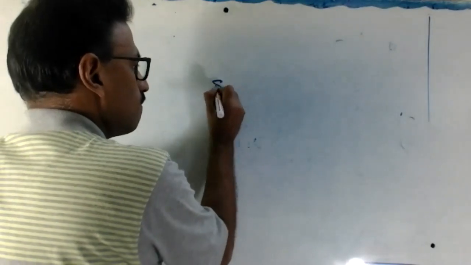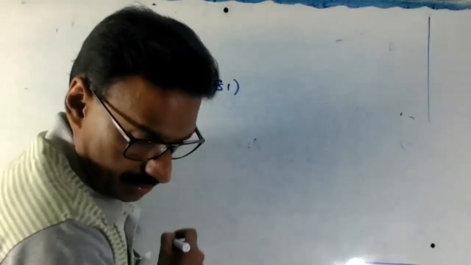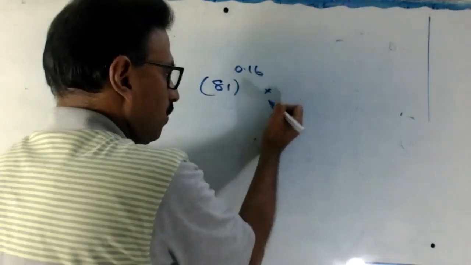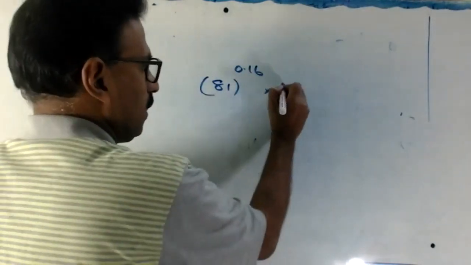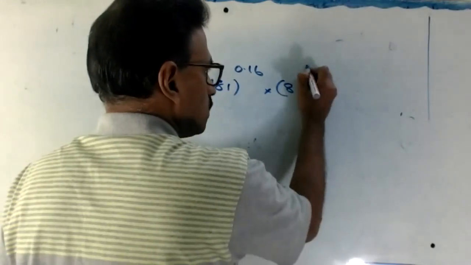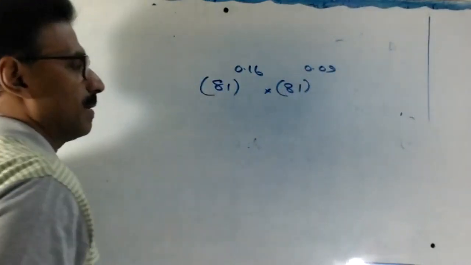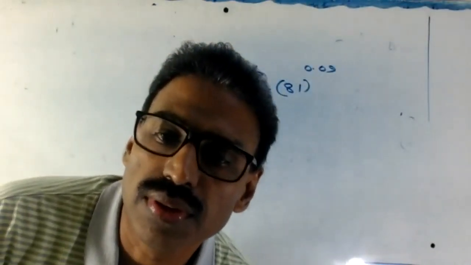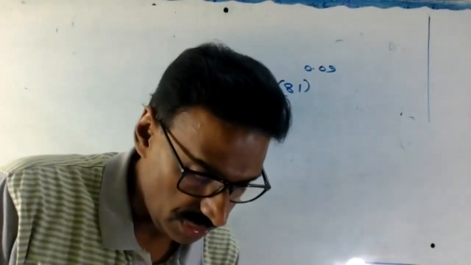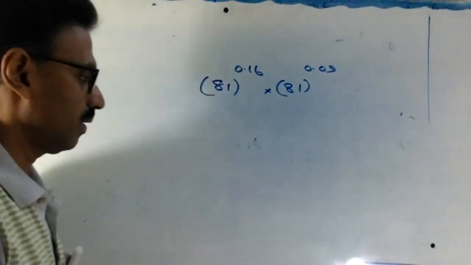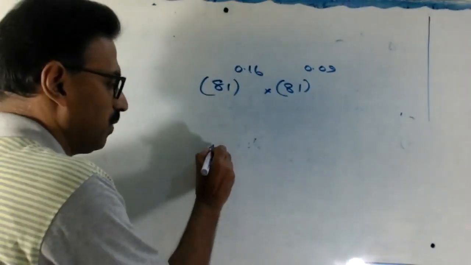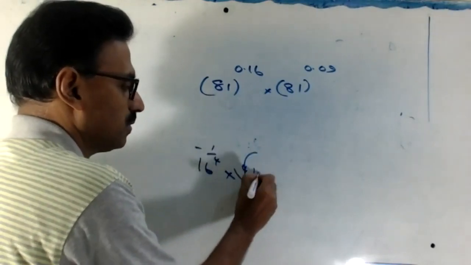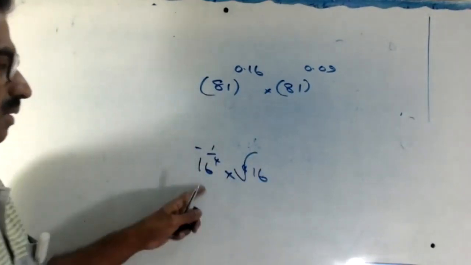81 raised to 0.16 into 81 raised to 0.09. Okay. Try this one. Which one to explain? The previous one? The 64 one. Look at here. 64 raised to 1 by 4 into 4 minus 1 by 4, 4th root of 16.